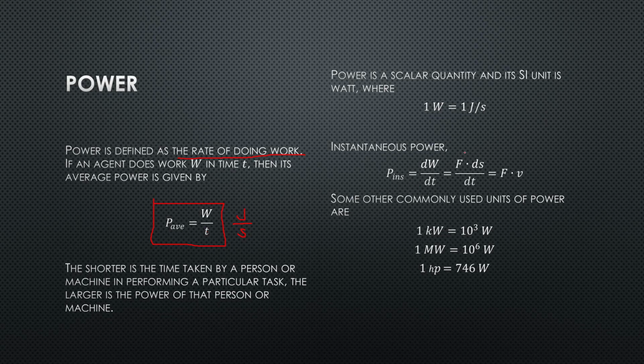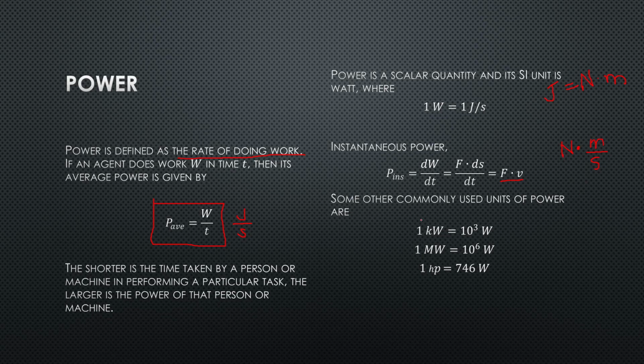So instantaneous power. Okay, so the force multiplied by the derivative of displacement over the derivative of time, which can be written as force multiplied by velocity. The unit of force is newton. The unit of velocity is meter per second. Okay, newton times meter is also joule, that gives you work.